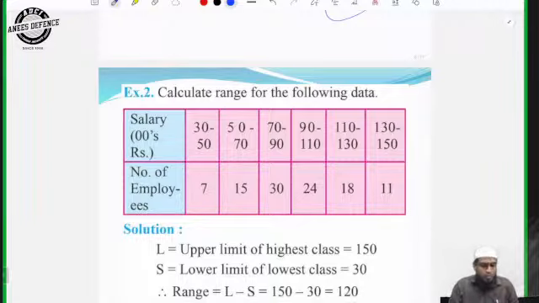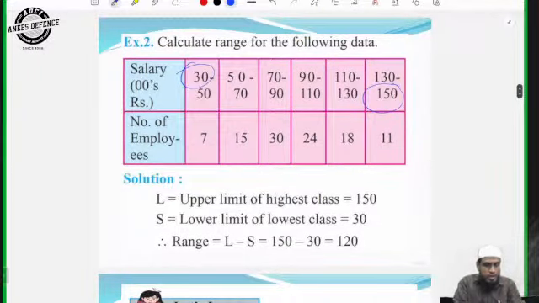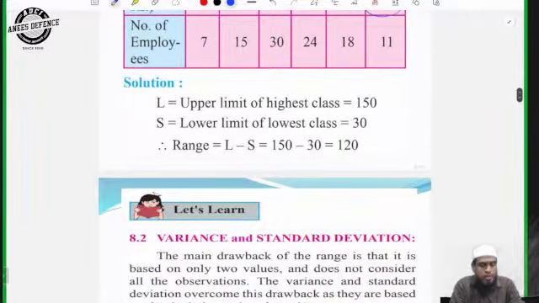Here we will consider the range of values. The maximum salary is 150 and the minimum salary is 30. So the highest salary minus the lowest salary can be considered as the range. Here these are the two examples of range.